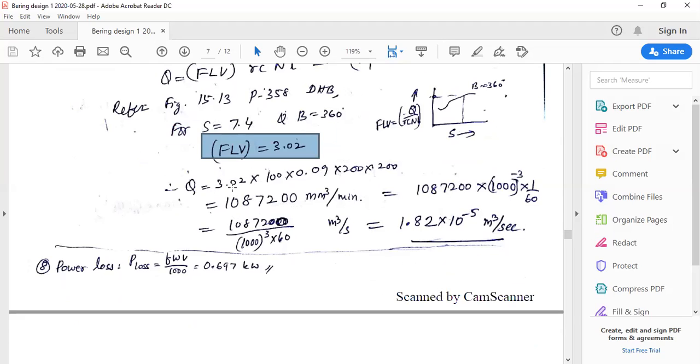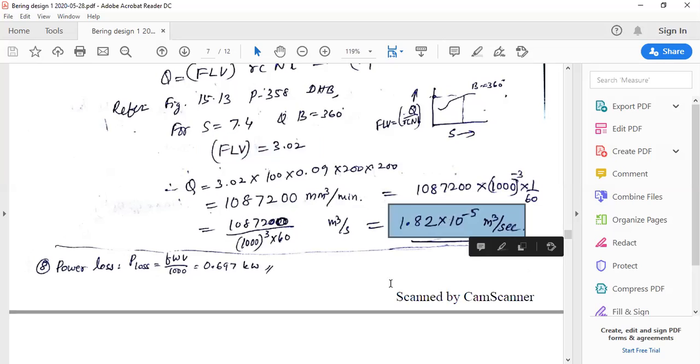So all the values: FLV is 3.02, R is 100 mm, C is 0.09 mm, N is 200 rpm, and L, the length of the bearing, is 200 mm. So the value is in mm cube per minute. Convert this into meter cube per second. Divide this value by 1000 raised to 3, or 10 raised to 9, and to convert minute into second, divide the value by 60 seconds. So the answer we get here is 1.82 into 10 raised to minus 5 meter cube per second.